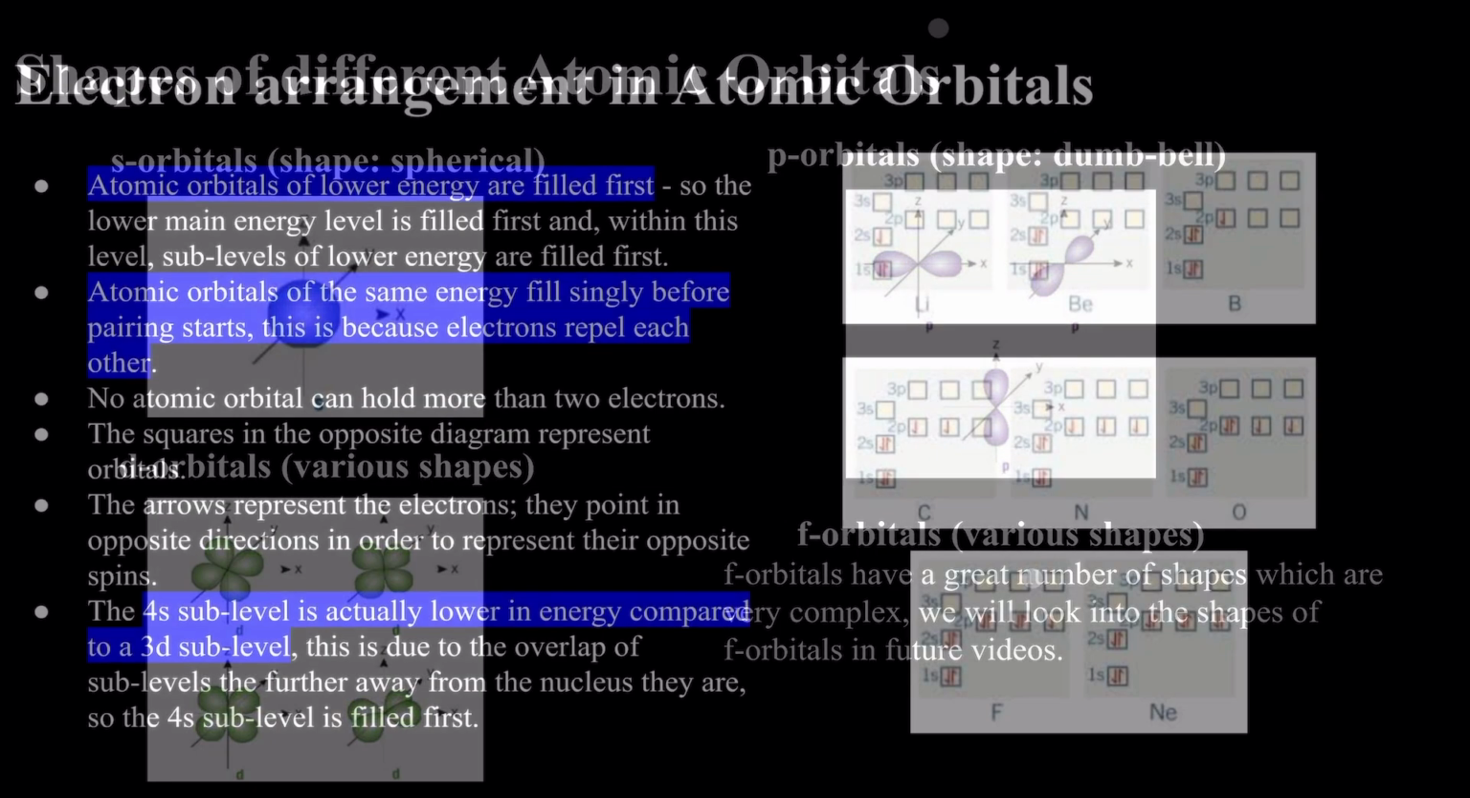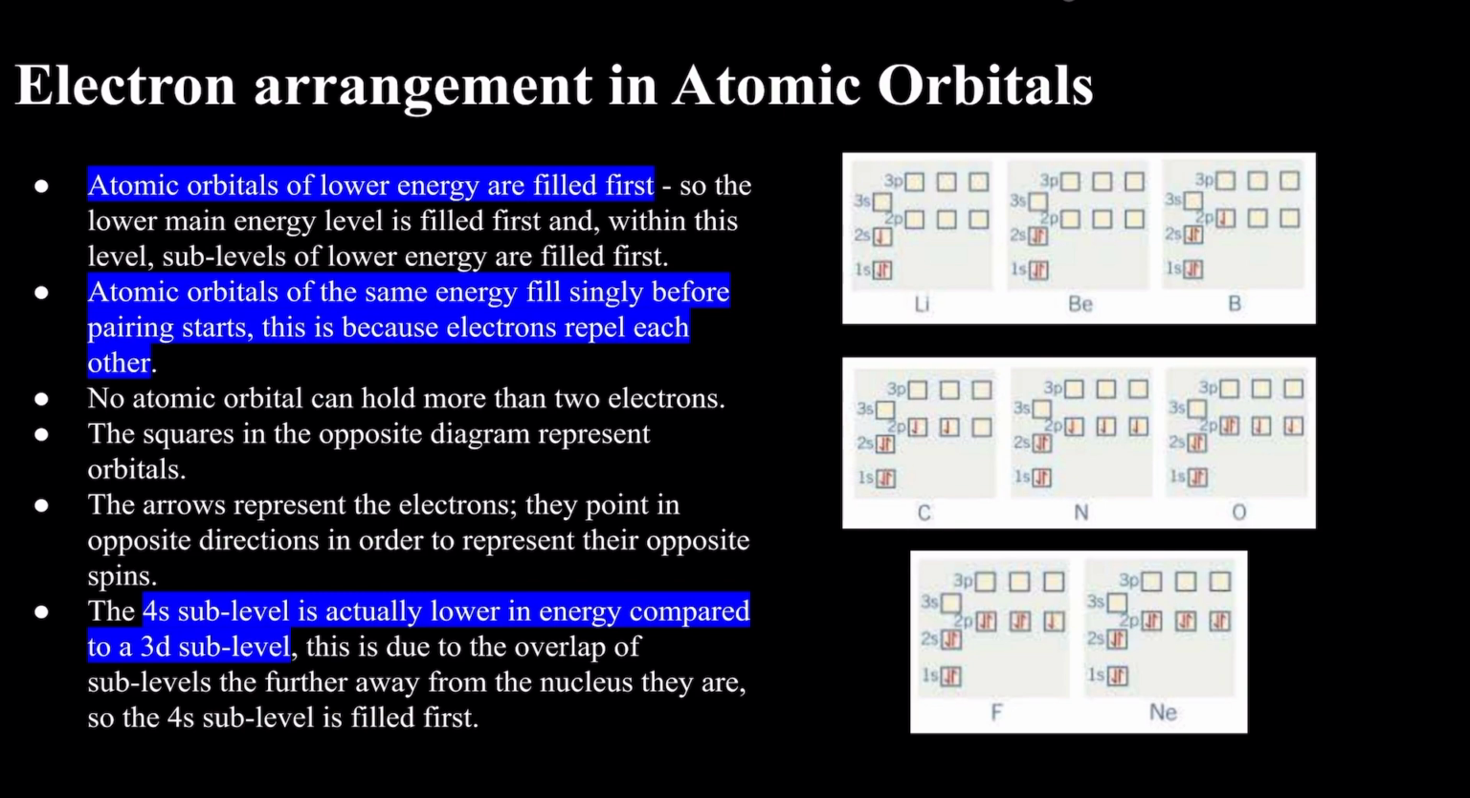So now let's look at the electron arrangement in atomic orbitals. Atomic orbitals of lower energy are filled first. This is the key thing. So the lower main energy level is filled first, and within this level, sublevels of lower energy are filled first. So this is what we discussed earlier.